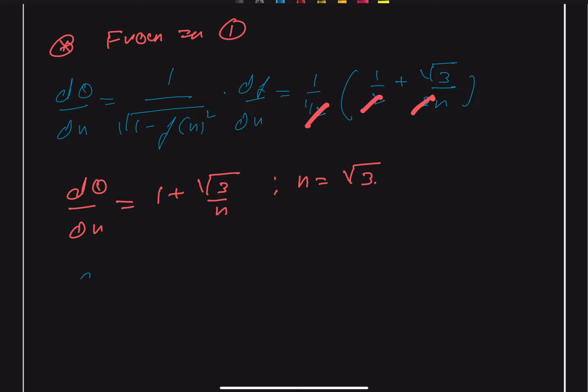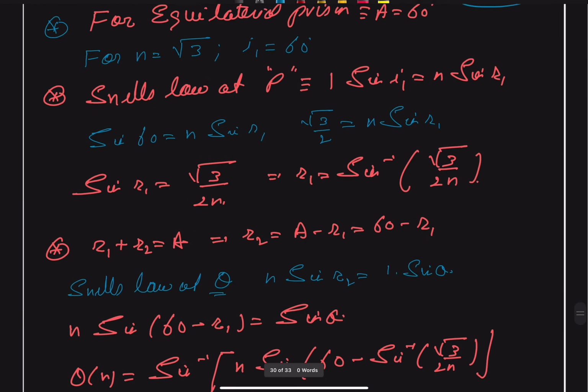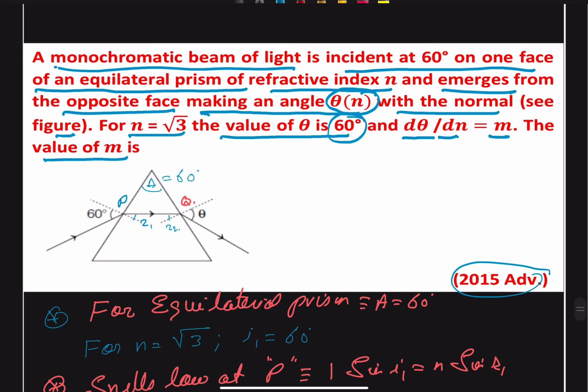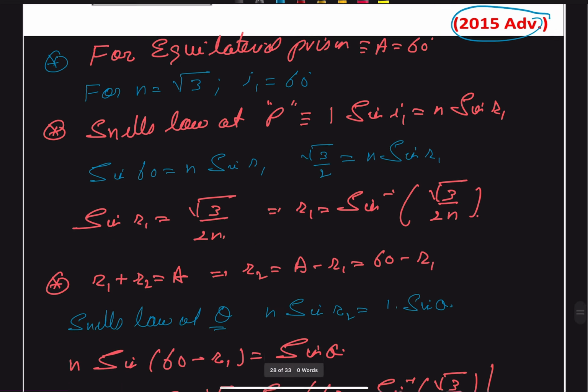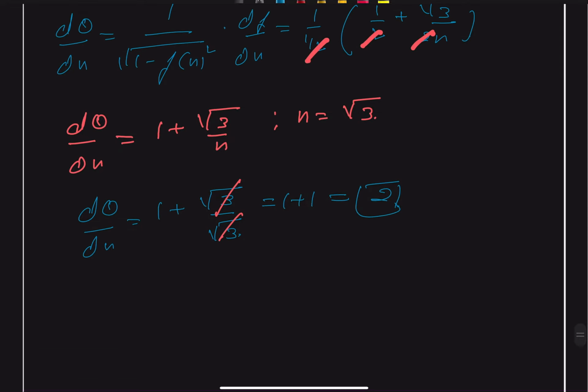So d theta by dn is equal to 1 plus square root of 3 divided by square root of 3. That cancels out, and this comes as 1 plus 1, which gives us 2. Anything else? Yes, the value of m: d theta by dn is given as m. So the value of m is equal to 2.